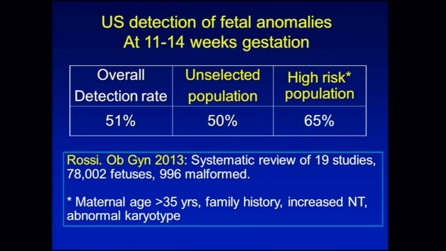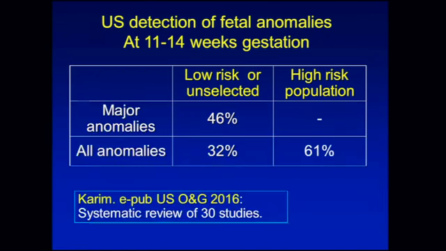What is the accuracy of ultrasound for the detection of fetal anomalies at 11 to 14 weeks gestation? Well, this systematic review by Rossi et al. reported an overall detection rate of 51%. It is higher in the high-risk population, 65%, compared with the unselected population. The high-risk population includes mothers with family history of previously affected fetuses, maternal age more than 35 years, fetuses with increased NT and abnormal karyotype.